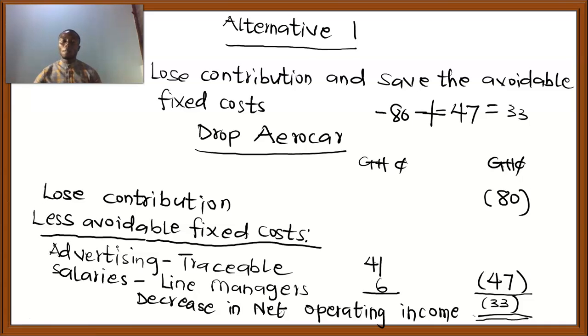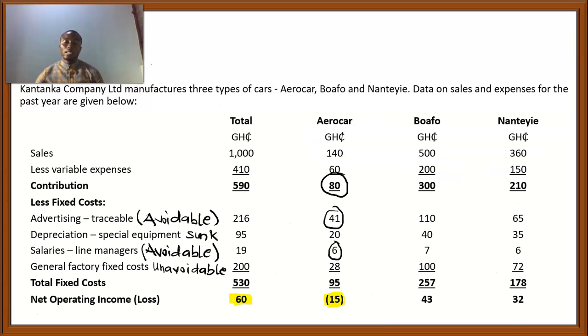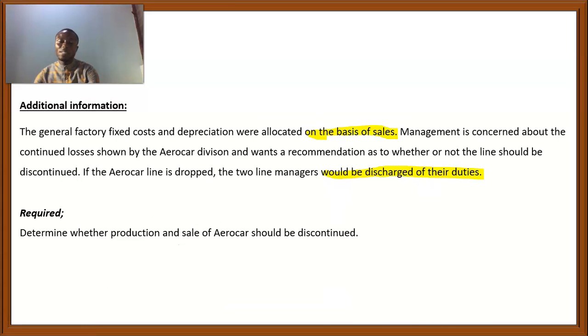This means that if Kantanka Company Limited decides to drop the Erica line, there is going to be a decrease in the net operating income by 33. Okay, so let's refer back to our question. The company has a total net operating income of 60. And so if they decide to drop the Erica line of business, this 60 is going to decrease by 33.